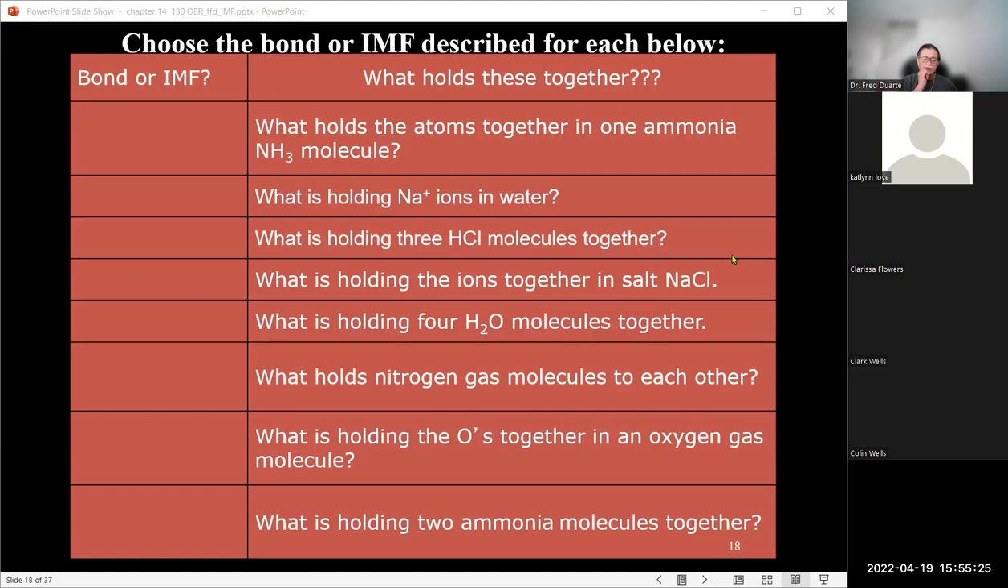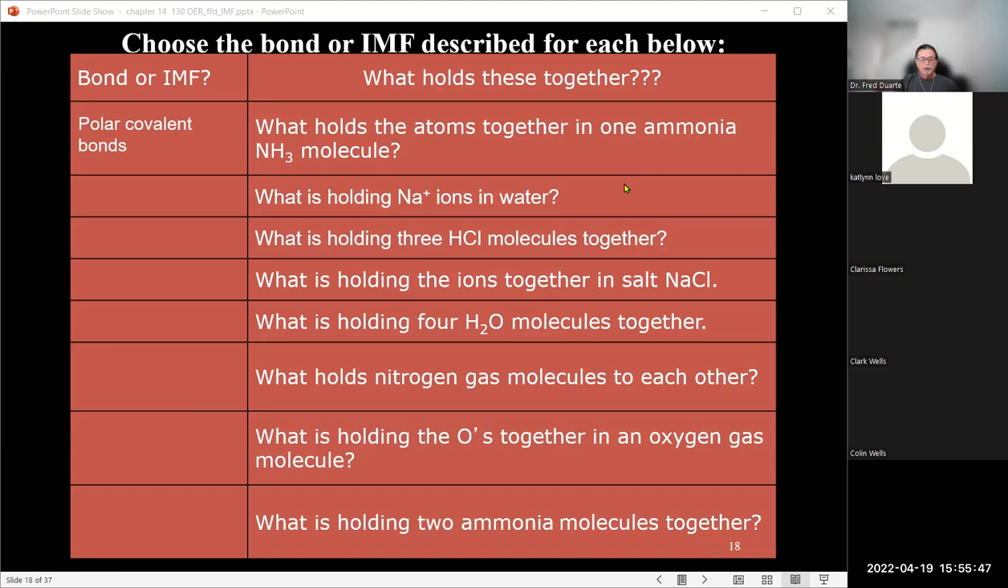Okay, so question 1: what holds the atoms together in one ammonia molecule? Okay, so they're talking about within that molecule, because I want to know what is holding the atoms together in a molecule of ammonia, NH3. Well, obviously that is a covalent bond, okay? Specifically a polar covalent bond.